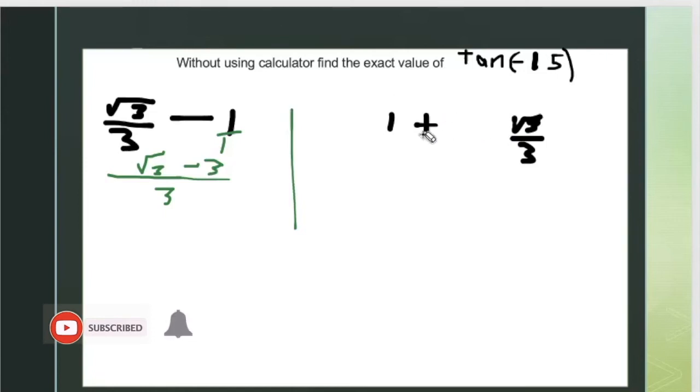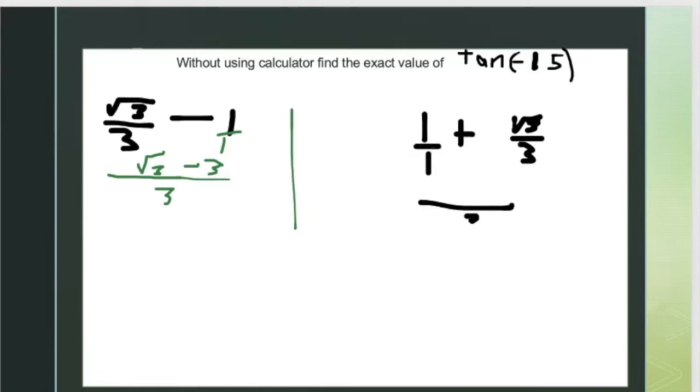So that's the numerator. For the denominator, 1 times root 3 over 3 just gives me back root 3 over 3, so I'll just have 1 plus root 3 over 3. Put this over 1 and find the LCM, which is 3. 1 into 3 goes 3 times, so 3 times 1, that's 3. And 3 into 3 goes 1 times, so 1 times root 3, that's root 3. And this is the denominator.